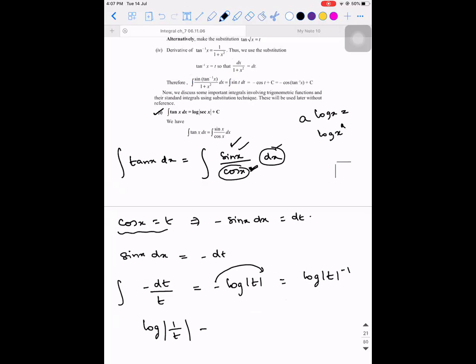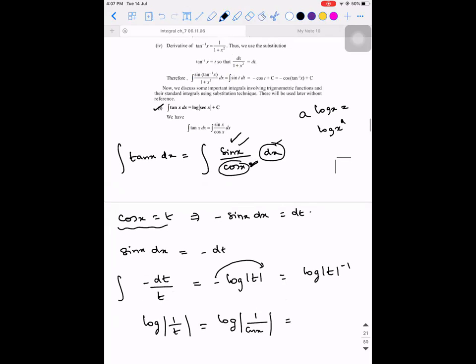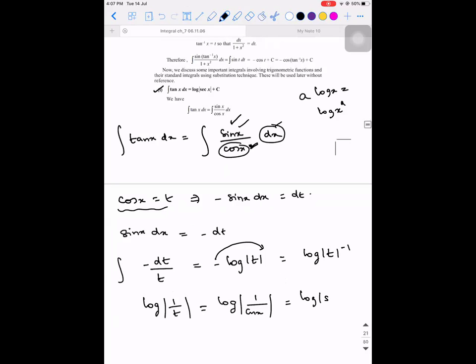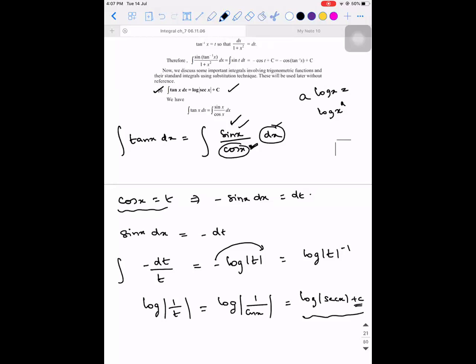Am I right? So this will be log of mod of 1 divided by, what is the value of t? Cos x. But what is 1 by cos x? Secant. So that's why the formula for the integral of tan x is log of mod of secant x plus c. You need not do all these steps again and again. I've shown you the proof. You have to remember this. This formula is applied in many other problems. It is log of mod of secant x plus c.